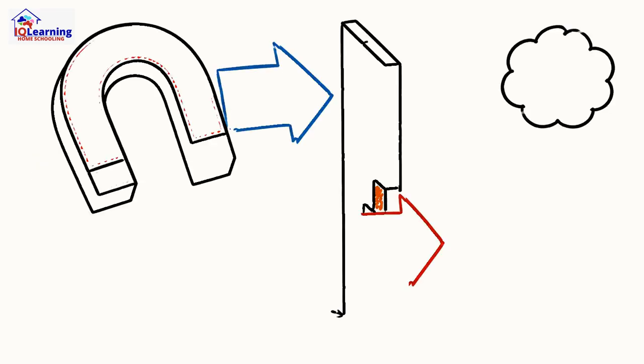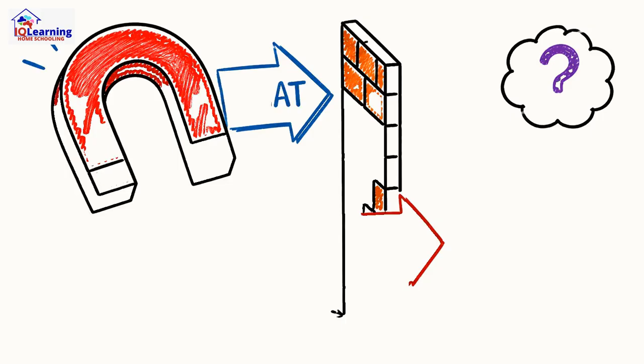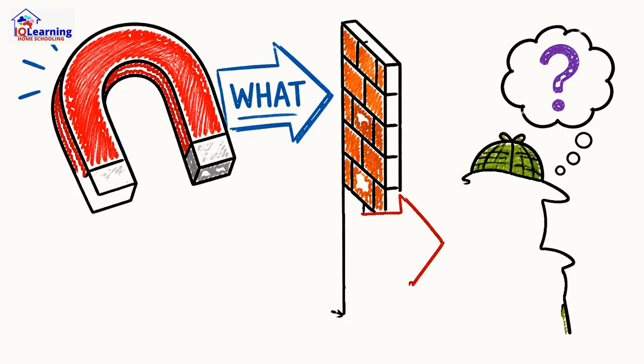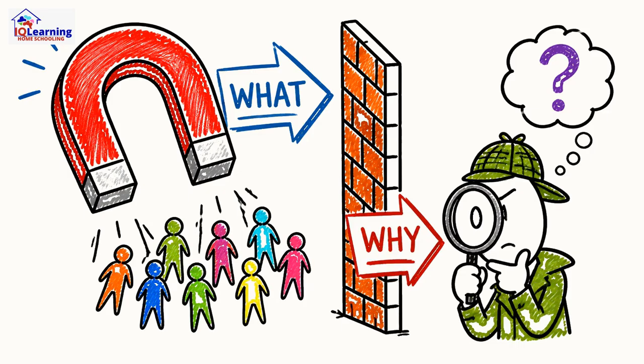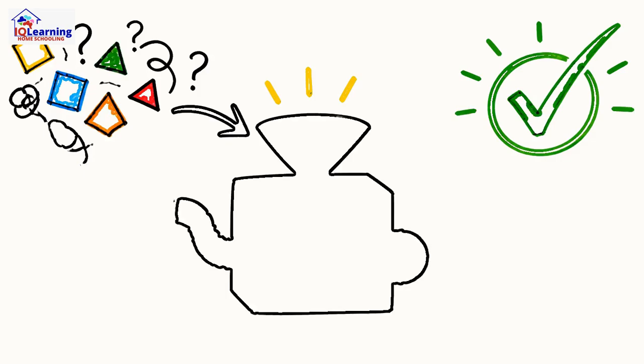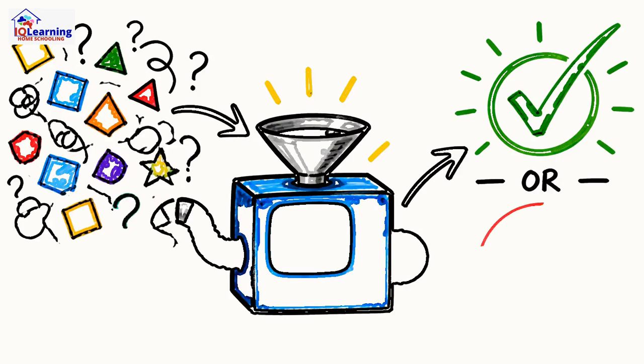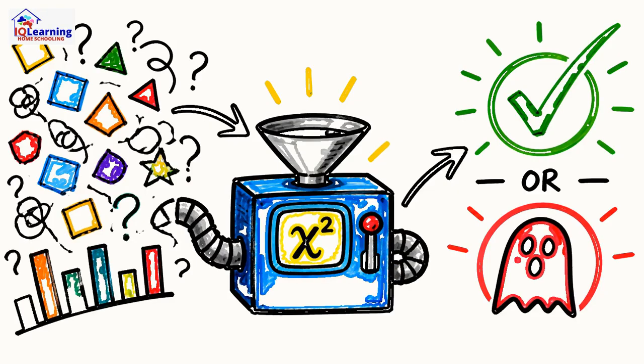But here's the most critical takeaway. A chi-square test can reveal a strong association, but it can never prove that one thing causes another. It finds the what, not the why. It's a tool that transforms messy categories and raw numbers into a clear verdict. Is the pattern real or just a ghost in the data?